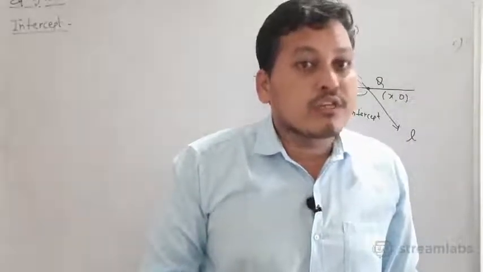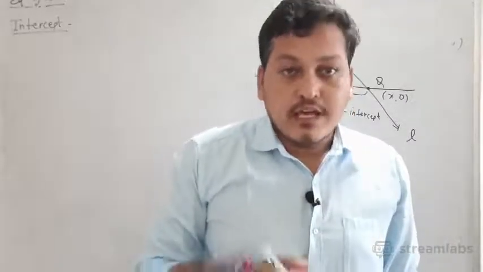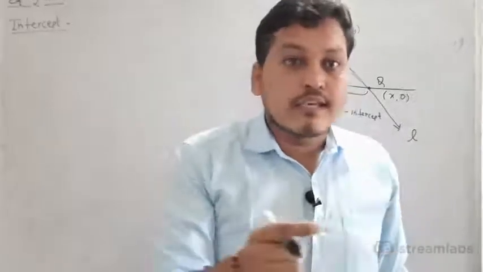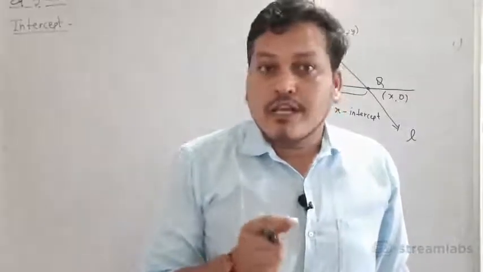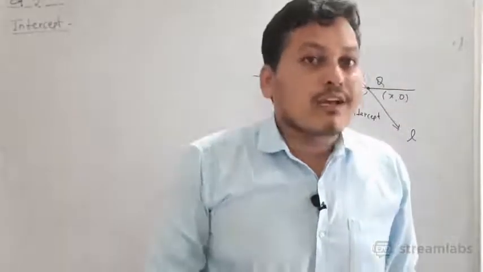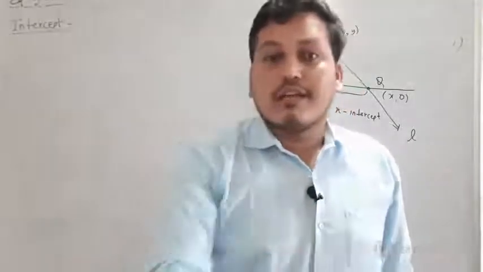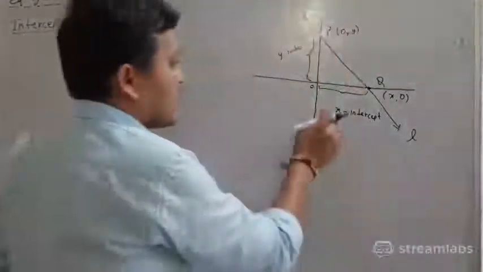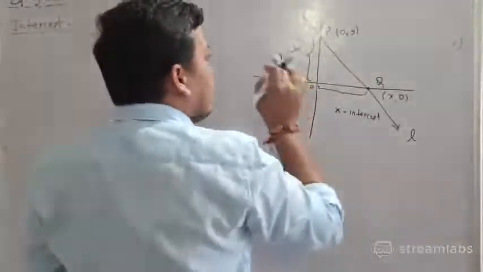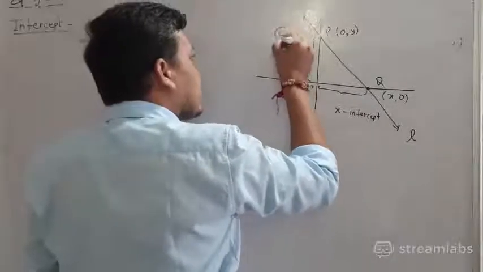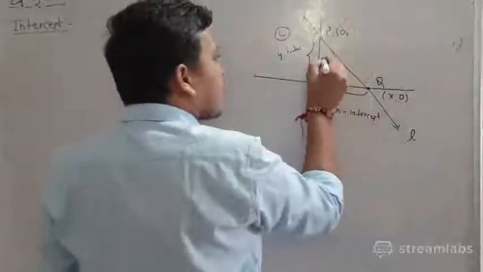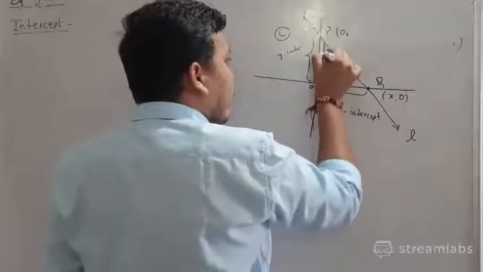up to the point where the line meets the axis. If the distance is taken on the x-axis, that distance is known as x-intercept, and if you are calculating the distance on the y-axis, that distance is known as y-intercept. So this part is x-intercept and this part is y-intercept, and normally the intercept is denoted by c. The distance between O and P is denoted by c.